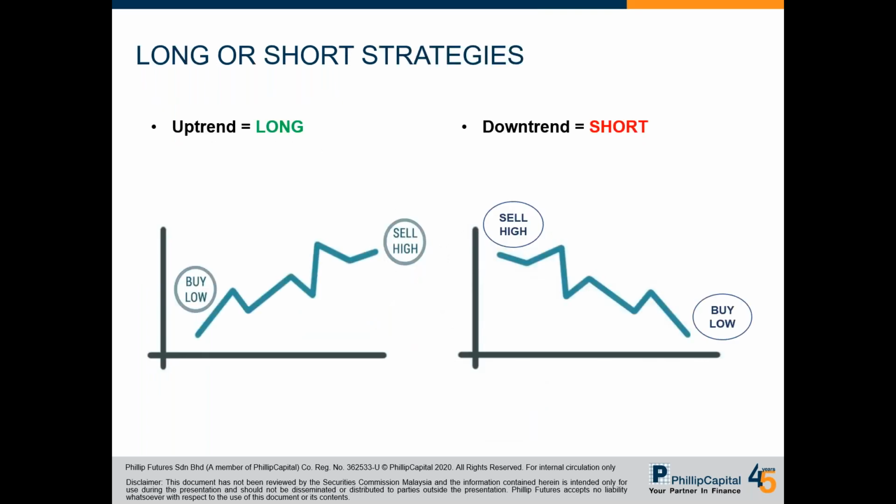Okay, next are long or short strategies. In the futures market, you can go long or short on a position. As an example, if you assume that today the market might move in an uptrend, you can go for a long position, which is buy low and sell high. But in another way, if you assume that today the market might move in a downtrend, you can go for a short position, which is sell high and buy low.